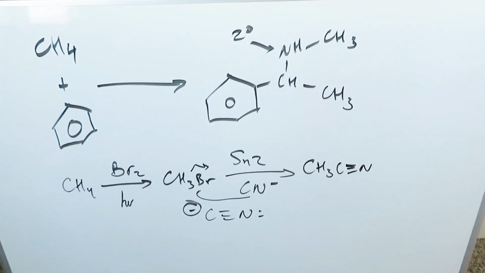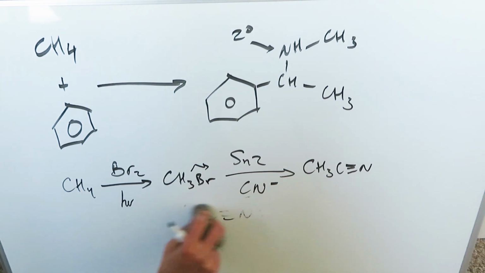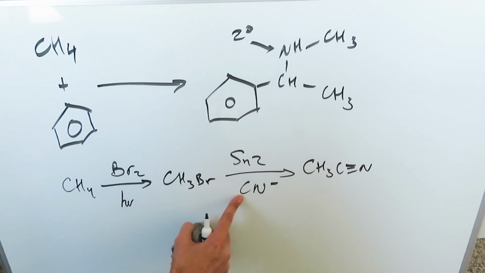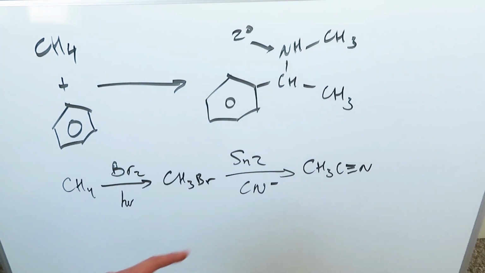methyl nitrile. We've generated methyl nitrile, and it's an essential step because it will help us develop the item which will be the stem from this benzene. So we've developed this. We have methane in a free radical reaction giving us methyl bromide, and in an SN2 substitution reaction with the nitrile we have methyl nitrile.